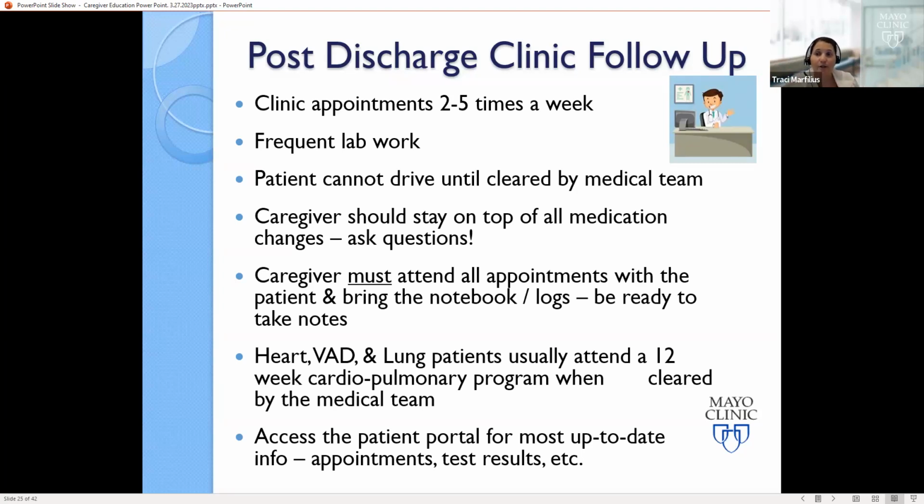And the medical team can also review that information to make sure that nothing is going on with the patient. Heart, VAD, and lung patients will attend a 12-week cardiopulmonary program when cleared by the medical team. It's usually 3 days a week. If the patient gives you access, you can access their patient portal. It allows you to receive up-to-date information about their appointments, their test results, physician notes, lab work, and it also allows you to communicate with the care team, which is really nice.